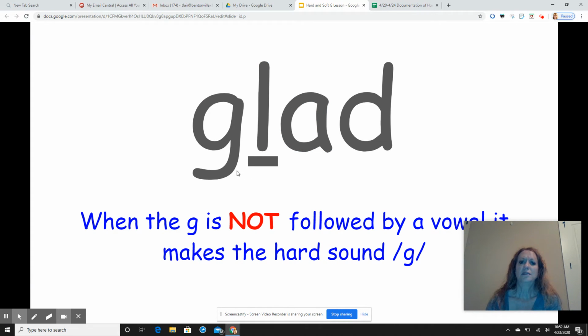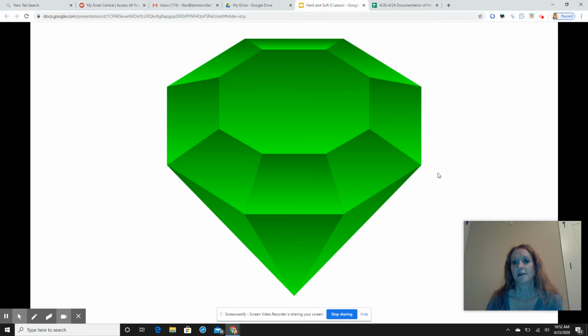Let's look at this word. Are we going to say the G sound here or the J sound? Well, if there is a consonant after the G, you're always going to say the G sound. So this word would be glad. When the G is not followed by a vowel, it makes the hard sound G. Let's look at the next one.